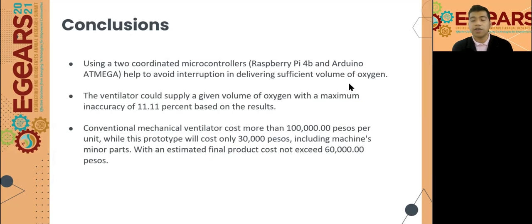Then third, a conventional mechanical ventilator costs more than 100,000 pesos per unit, while this prototype will cost only 30,000 pesos including machine minor parts, with an estimated final product cost not exceeding 60,000 pesos.